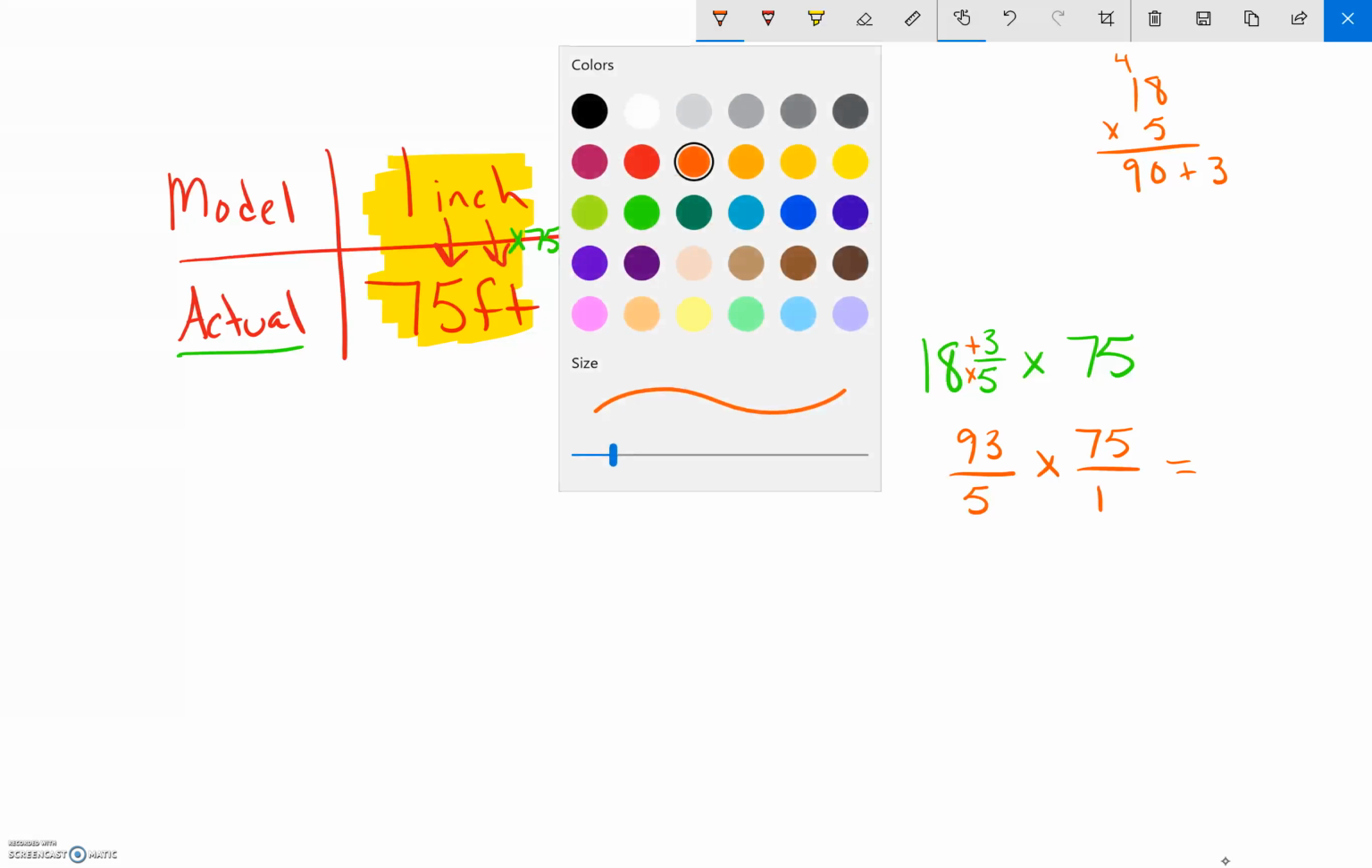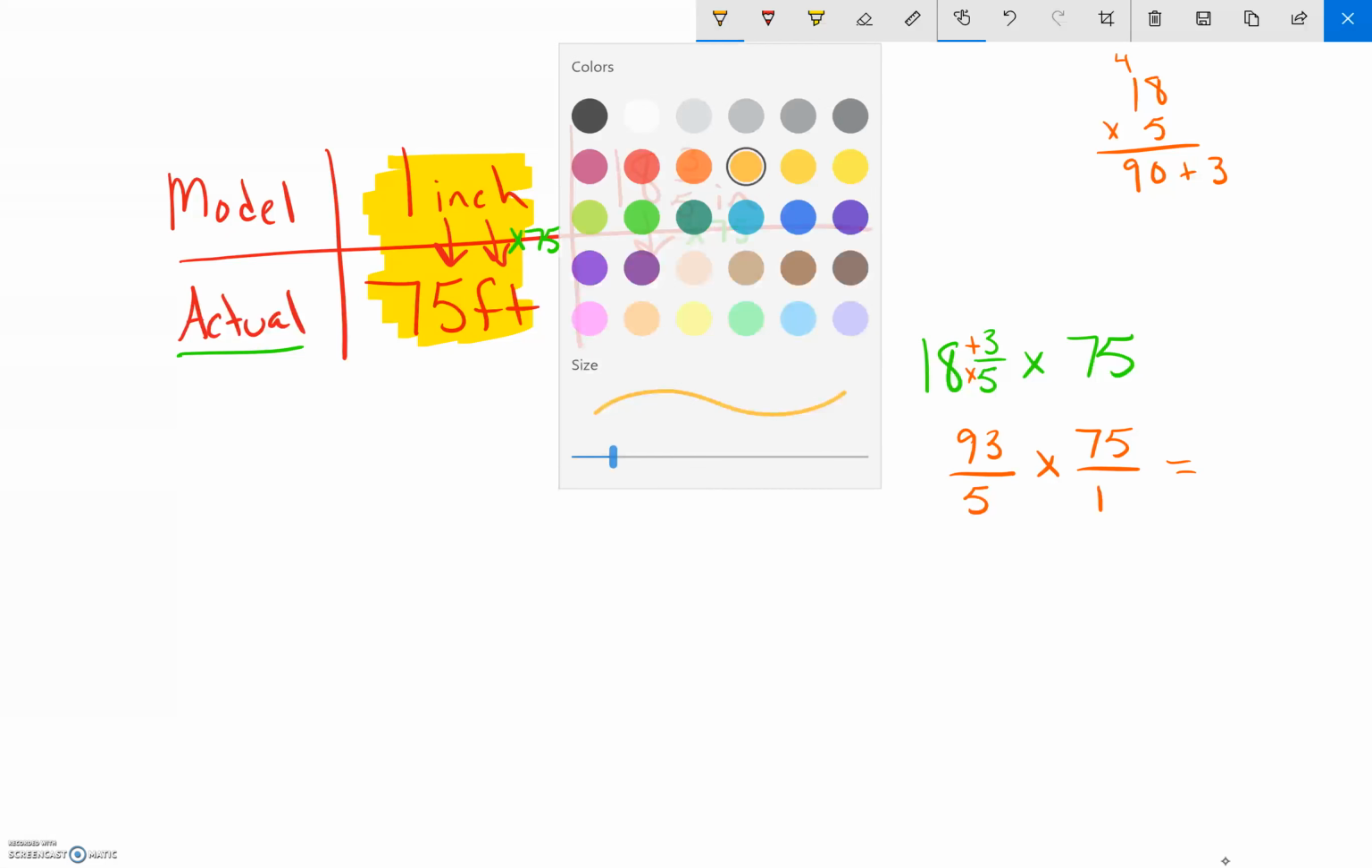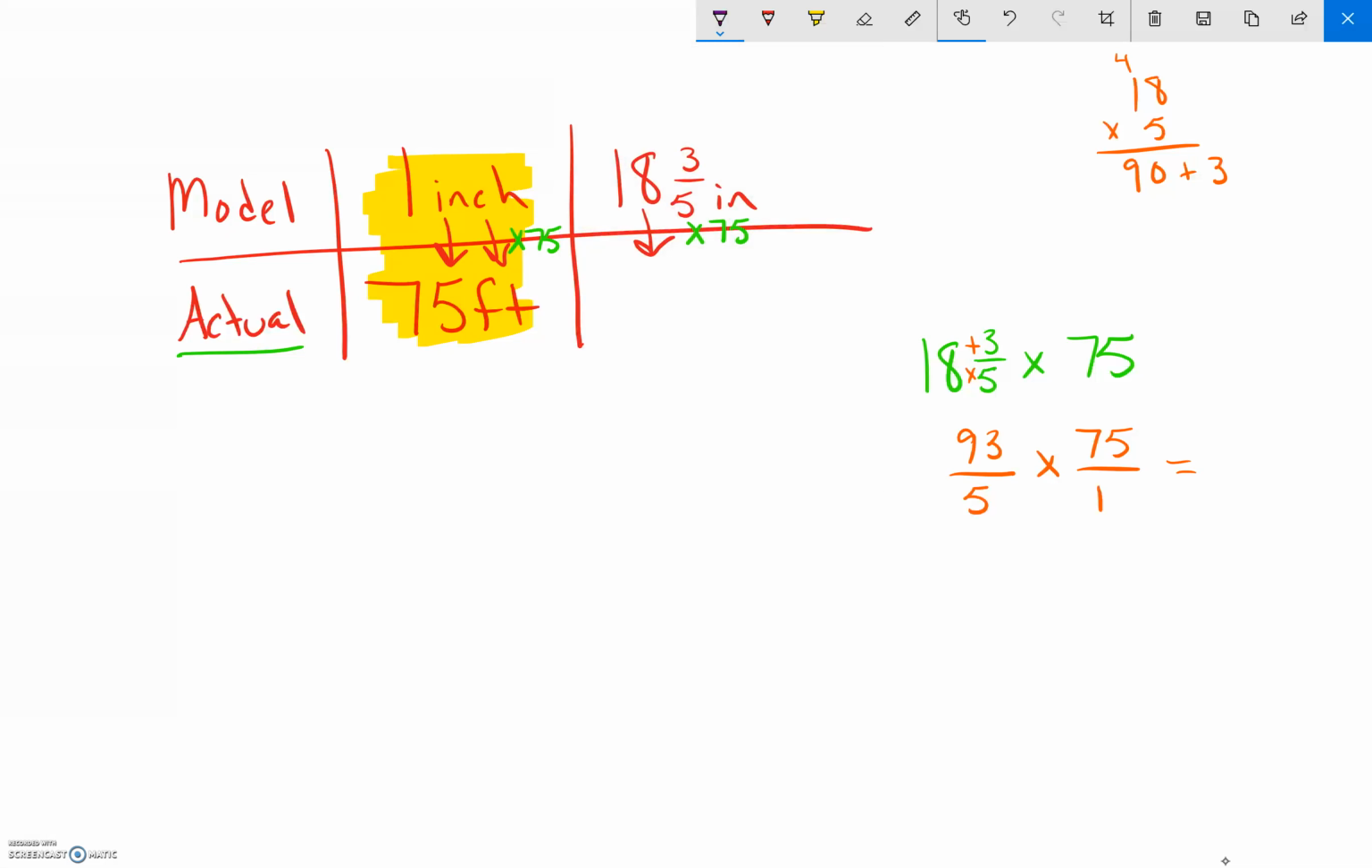You do want to use cross simplifying here. 5 and 75 have a common factor of 5. So if we divide 5 by 5, we get 1. Divide 75 by 5, we get 15. And now, as you can see, across the top we're multiplying 93 times 15, and across the bottom it's 1 times 1. So whatever we get here is going to be our answer, 93 times 15.